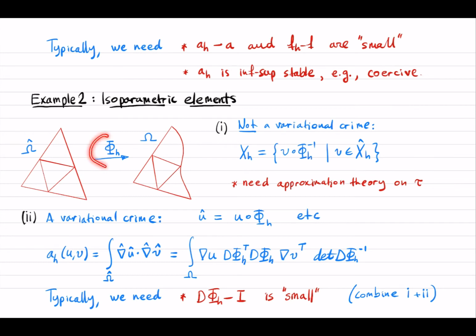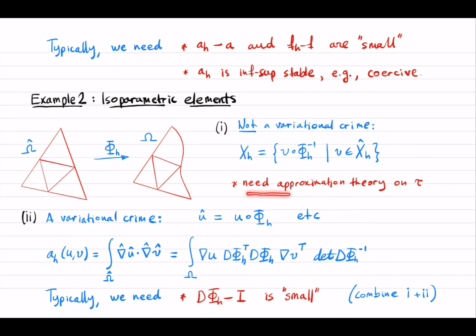Now once we have this mapping phi_h, one way would be, of course, just to define the approximation space or the finite element spaces X_h on these curved triangles as the image of the finite element space on the straight or reference triangles under this mapping. Then we just form the stiffness matrix and everything on this domain with this approximation of finite element spaces, and we can do everything as before. In that case, this is not going to be a variational crime.